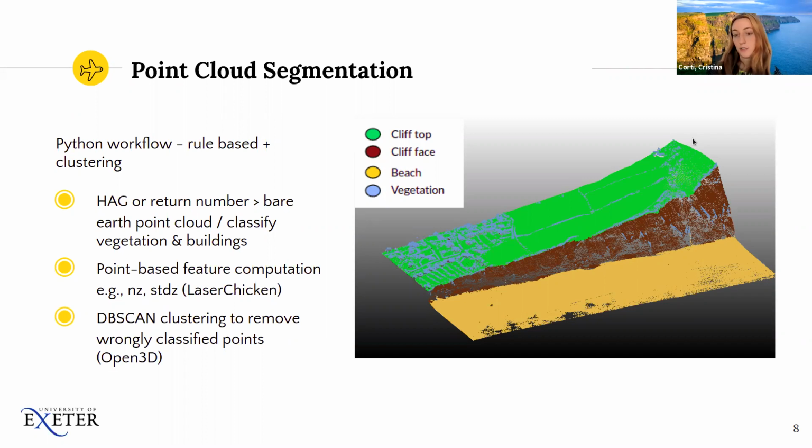So the way we do this is using an automated approach. Obviously, you wouldn't want to classify each individual point manually. And we can do this in Python or any other programming language that you choose. But in Python, there are quite a few libraries that let you compute features. These are, for example, the normal in the vertical direction and the standard deviation in the vertical direction again, that kind of let you separate the cliff face out from the rest. And then we can use something called DBSCAN clustering. This is a type of spatial clustering, and it kind of removes any points that have been wrongly classified and then puts them back in the right class.